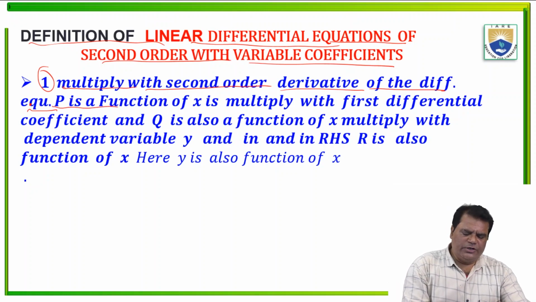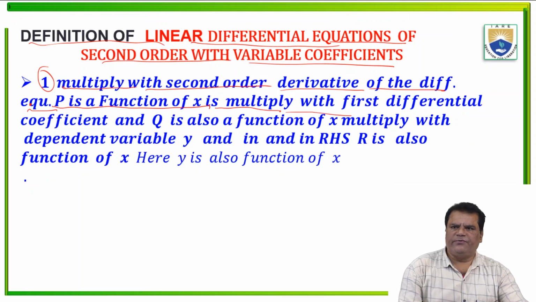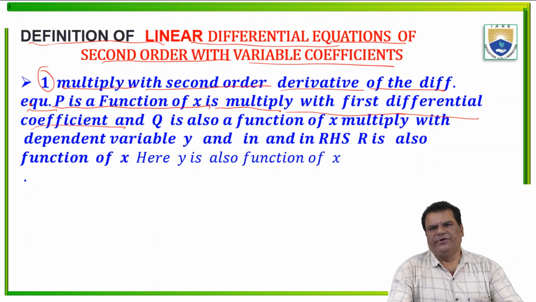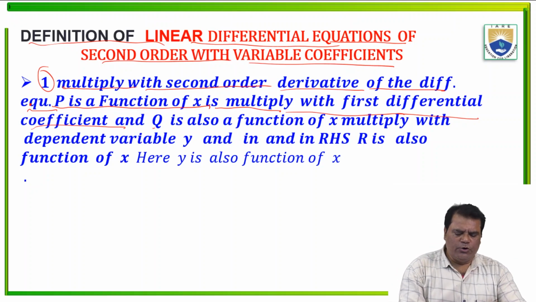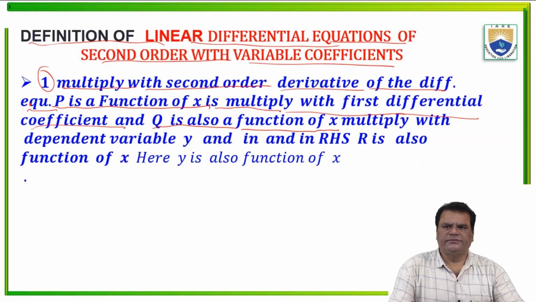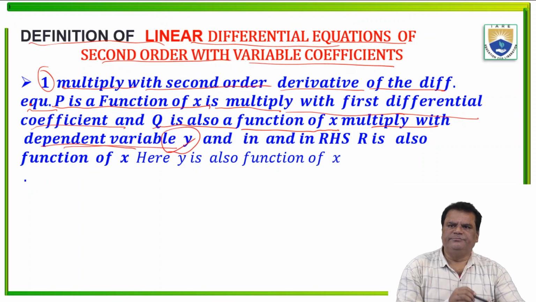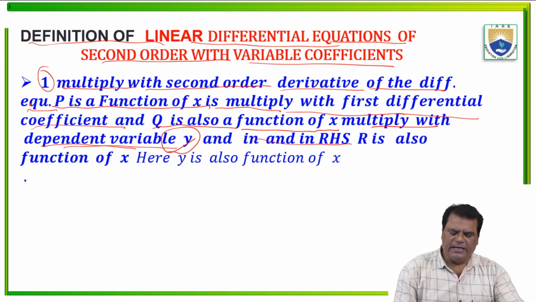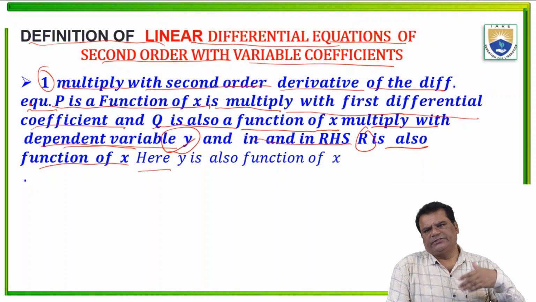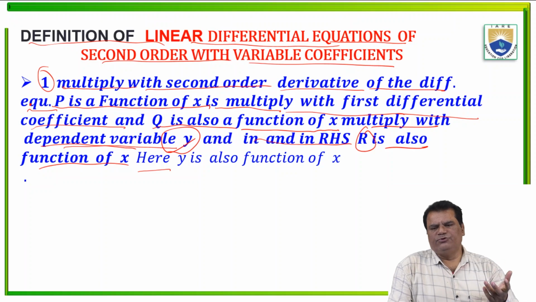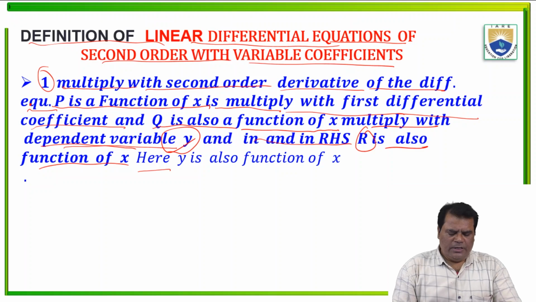And p is a function of x, multiplied with the first differential coefficient in the second term of the given differential equation. And q is also a function of x, multiplied with the dependent variable y. And in the right-hand side, r is also some function of x. Here y is also a function of x.